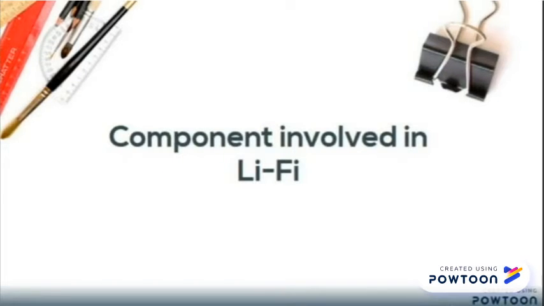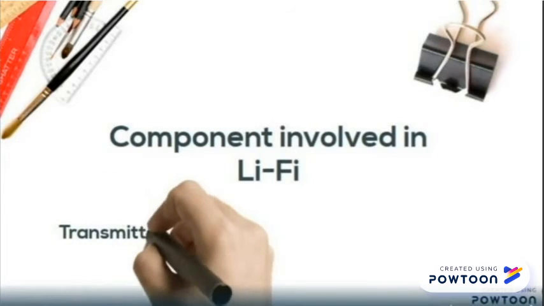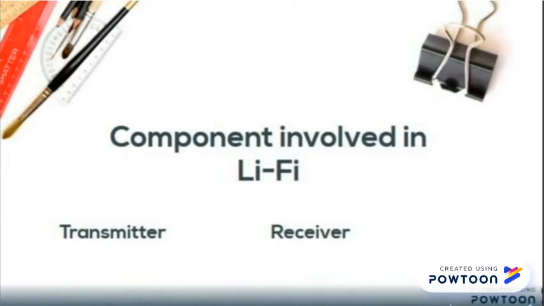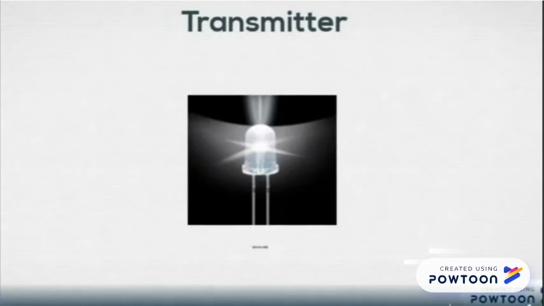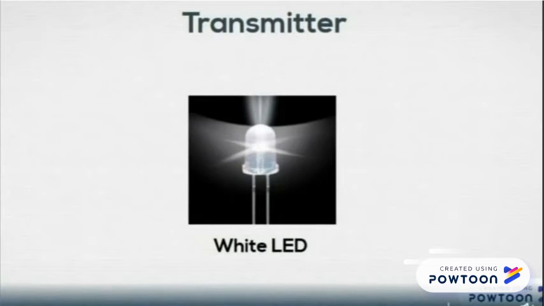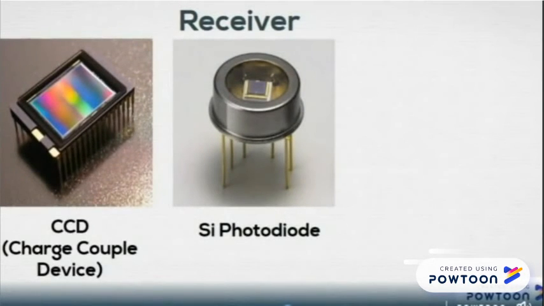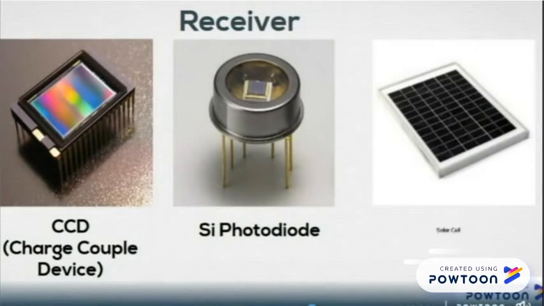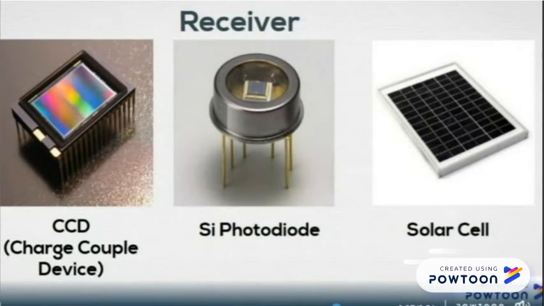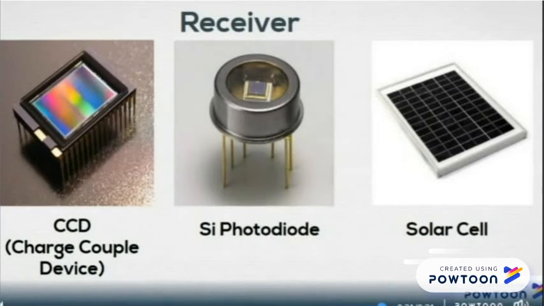There are two types of components involved in LiFi, which is transmitter and receiver. For transmitter, we use a white light LED as it consumes low power, which is 50 watt, compared to others. For receiver, there are three types of components we use, such as silicon photodiode, charge coupled device also known as CCD, and solar cell. Most popular one is silicon photodiode as it has a good response in visible wavelength.